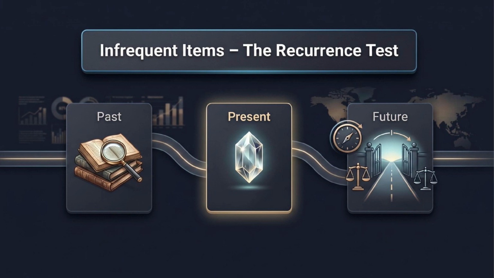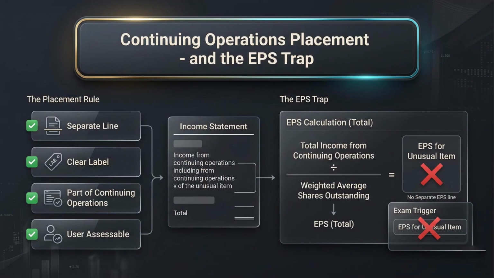An item may be unusual without being infrequent or infrequent without being unusual. That is why the two tests must be evaluated separately. Now comes the presentation rule and the EPS trap.